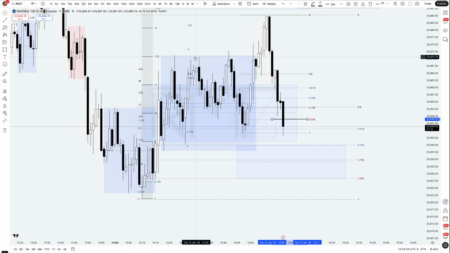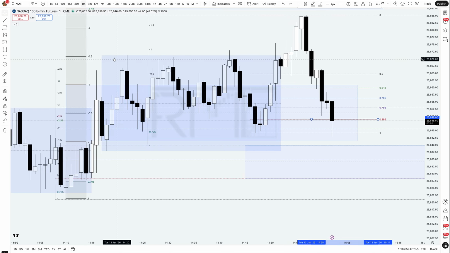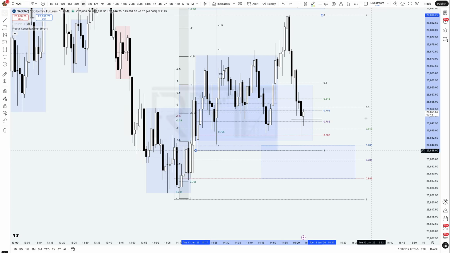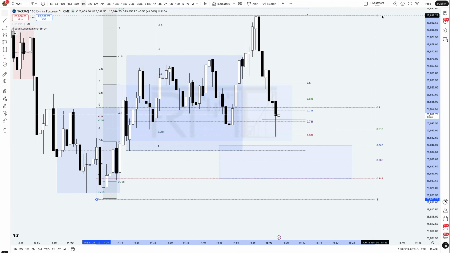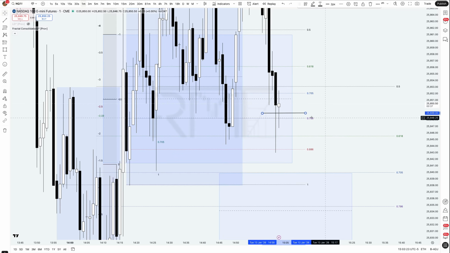But something that is very important in this case in particular, we have a big fractal consolidation, right? You guys can see here is a big fractal consolidation in blue. So my dealing range should be from the fractal consolidation low to the high, the updated dealing range, and the full dealing range on the chart. So on the fractal consolidation low to the high, we just retrace to 0.786 and fail to close below.